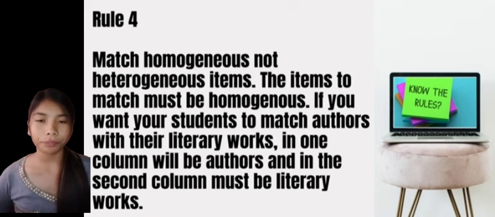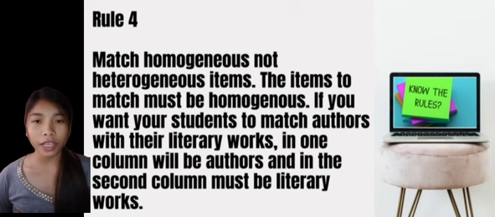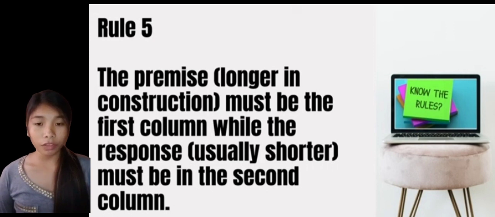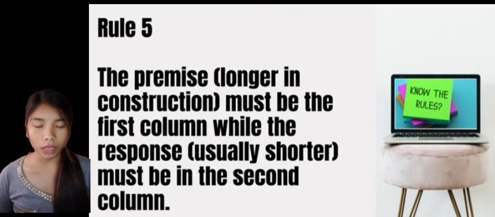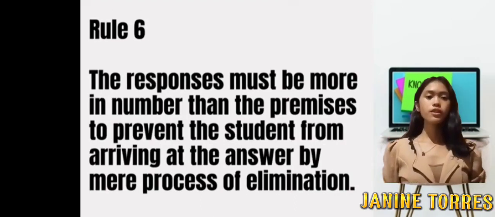Rule number 4. Match homogeneous, not heterogeneous items. The items to match must be homogeneous. If you want your students to match authors with their literary works, in the first column will be authors, and in the second column must be literary works. Rule number 5. The premise, longer in construction, must be in the first column, while the response, usually shorter, must be in the second column.